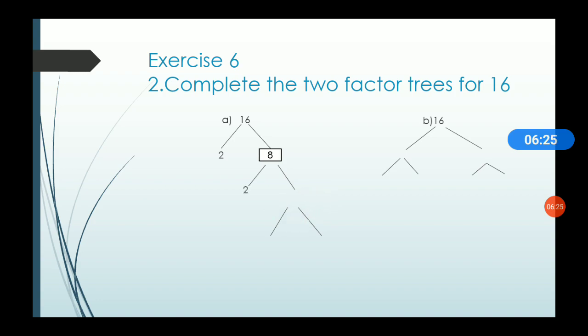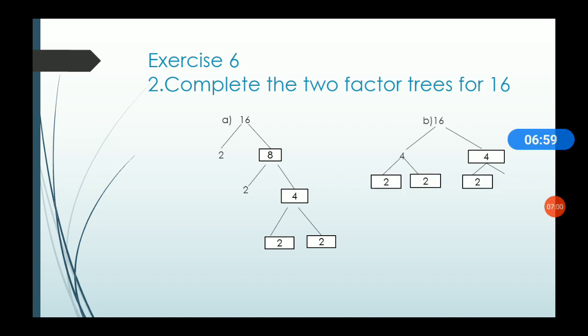So 2 into 4 is 8, right? So 2 is a prime factor. For 4 you need to split, so 2 into 2 is 4, right? In the tables of 2, 3, 5, 7, you just check, and you will get it in one of them. So in the other case, you have seen 4 into 4 is 16. If you split, both are composite numbers. 2 into 2 is 4, 2 into 2 is 4.